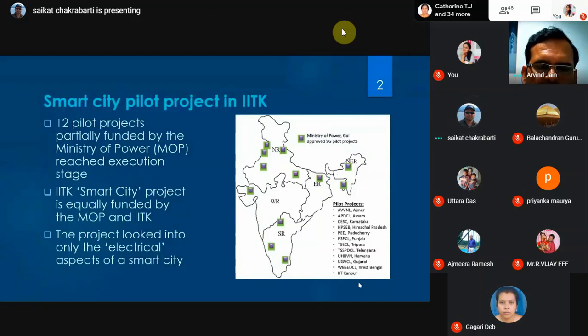And we looked into only the electrical aspect of smart city. So that's why I specifically mentioned here it's the electrical aspect we are talking about. Because when you talk about smart city, many things may come into picture. You can talk about smart vehicles, smart roads, smart building, many things. But the funding was limited, and we only looked into the electrical aspect of smart city. By the way, you can interrupt me anytime if you wish, if you have any question. All right.